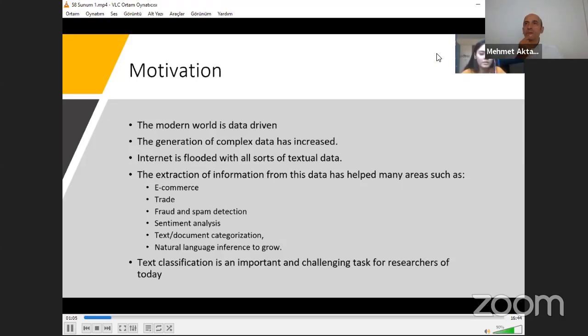The modern world is data driven. The generation of complex data has increased. The internet is flooded with all sorts of textual data. The extraction of information from the data has helped many areas such as e-commerce, sentiment analysis, natural language inference, text or document categorization to grow. Text classification is used for the extraction of such information from bulky or complex data. That's why it is an important and challenging task for researchers of today.